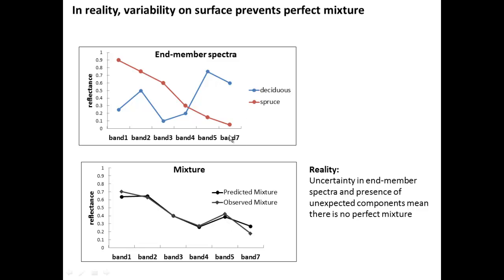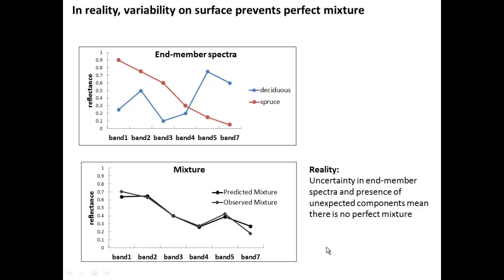Now in reality, things are a bit messier. It may not be the case that a single mixing fraction gives a perfect match with the predicted mixture. And that could be due to variability in what's on the surface. It could be due to differences between the bands. But in any event, applying that constant mixing fraction to all the bands may give you a bit of variability when you're actually using your observed data.